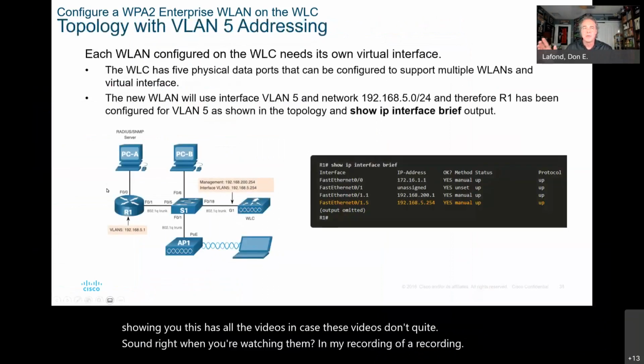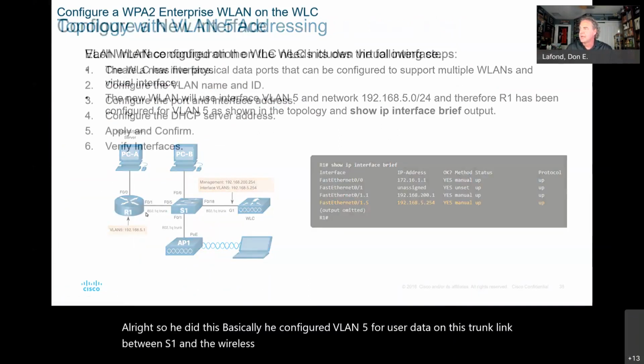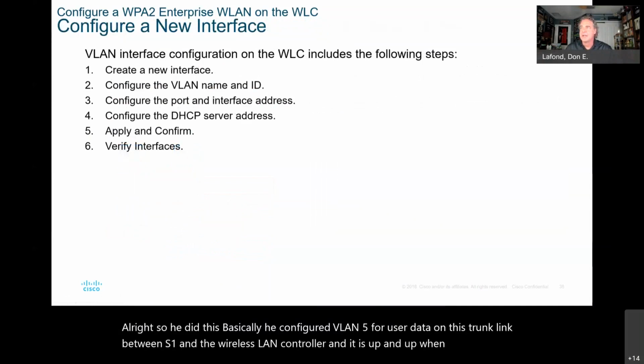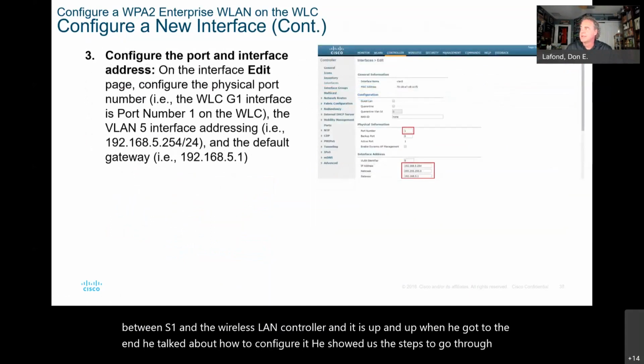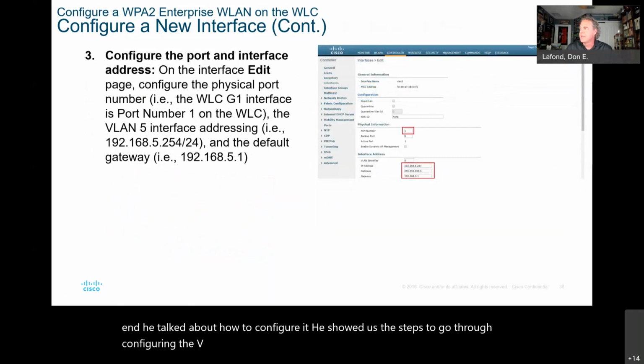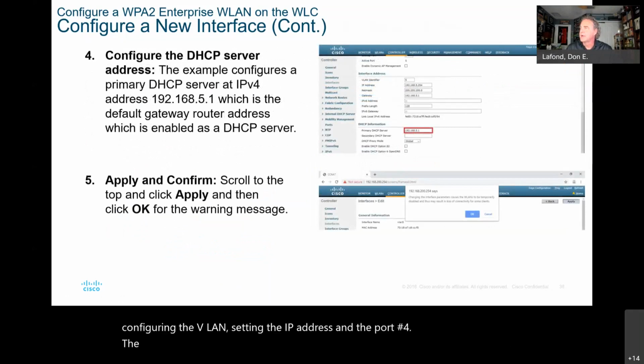All right, so he did this. Basically, he configured VLAN 5 for user data on this trunk link between S1 and the wireless LAN controller. And it is up and up when he got to the end. He talked about how to configure it. He showed us the steps to go through, configuring the VLAN, setting the IP address and the port number for the VLAN 5.